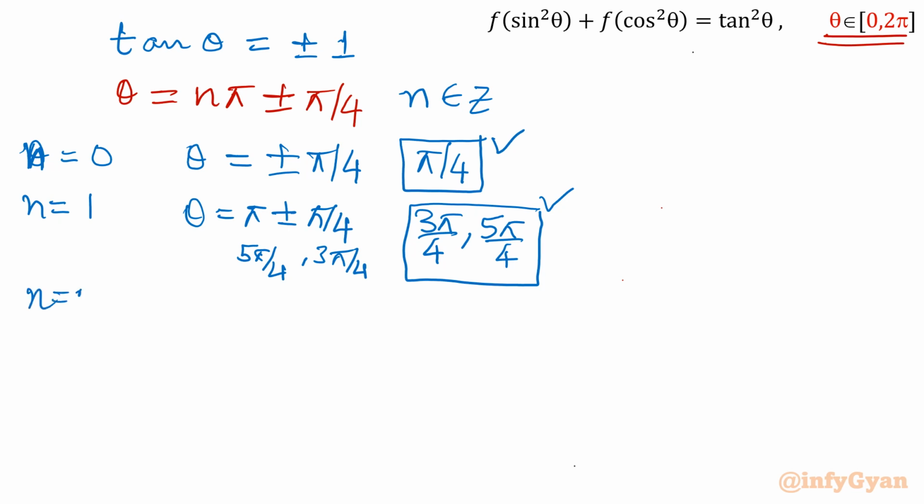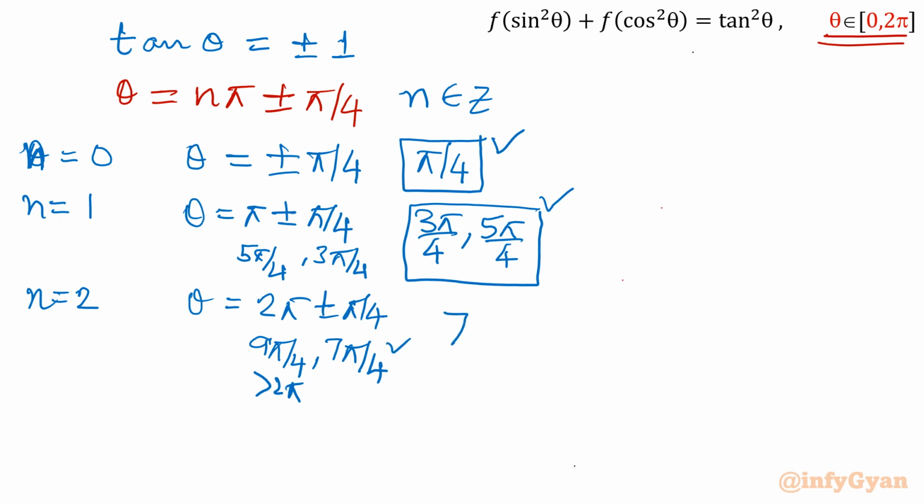Let us find out what will happen for n equal to 2. Theta equal to 2 pi plus minus pi over 4. If I will solve it, then 8 pi plus 1, 9 pi over 4. And if I will take minus sign, then 7 pi over 4. 9 pi over 4 is exceeding more than 2 pi. So this will be rejected. Which value will we accept? 7 pi over 4.